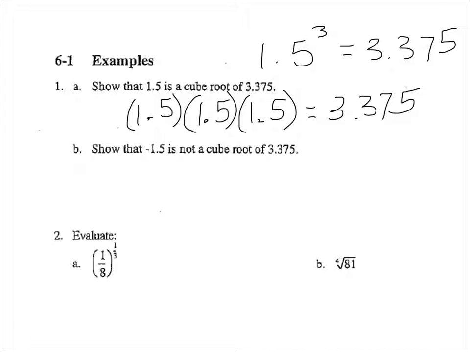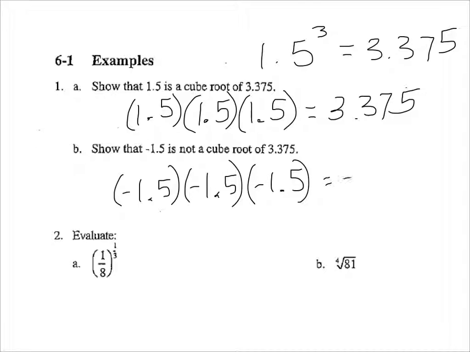Show that negative 1.5 is not a cube root. Well, same thing. If I do negative 1.5 times negative 1.5, I get a positive. But then if I multiply by negative 1.5 again, I get negative 3.375, which is clearly not equal to 3.375 due to the negative. So that shows that.